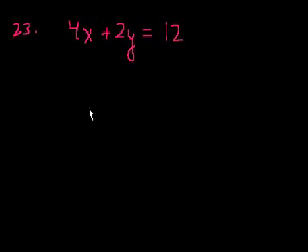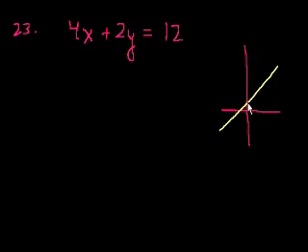Problem 23. What is the y-intercept of the graph? They say 4x plus 2y is equal to 12. If you were to graph this line, not that I'm going to, the y-intercept is when it intersects the y-axis. So it's that point there. The x-coordinate is when x is equal to 0, so it's going to be 0, comma, some y-intercept. The easiest thing to do is say when x is equal to 0, what is y?